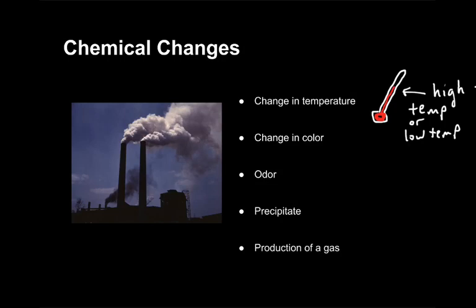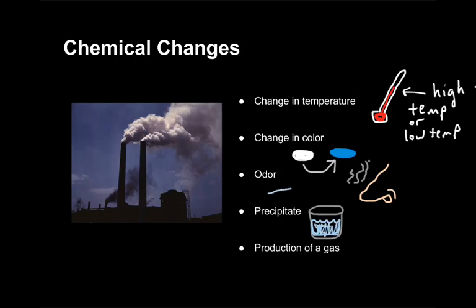Another example, or evidence rather, of a chemical change is a change in color. Imagine that we had a penny or something made out of copper and it reacted with some chemicals around it and it turned green. That's an example of a change in color. Imagine if you put two chemicals together and you noticed a smell that wasn't there before. Odor is evidence of a chemical change.